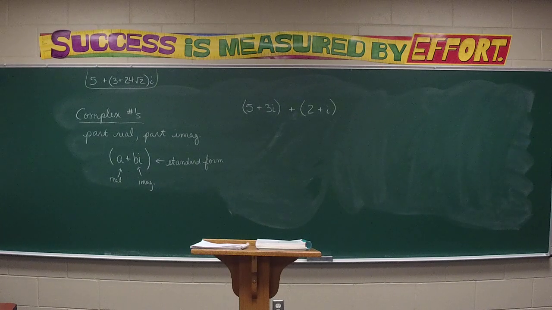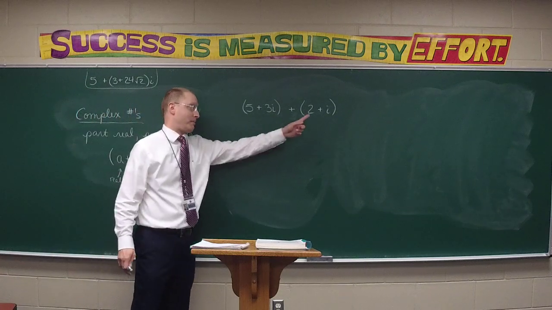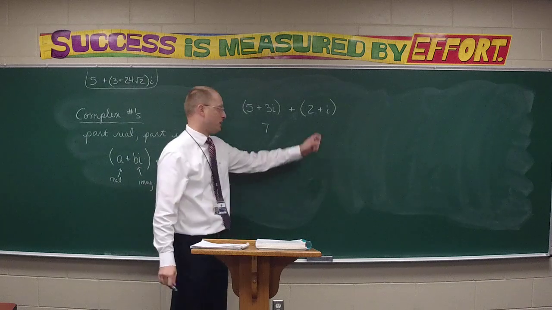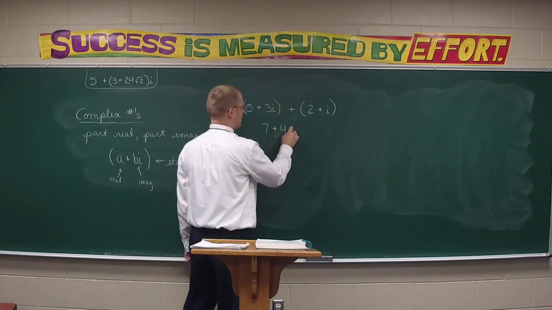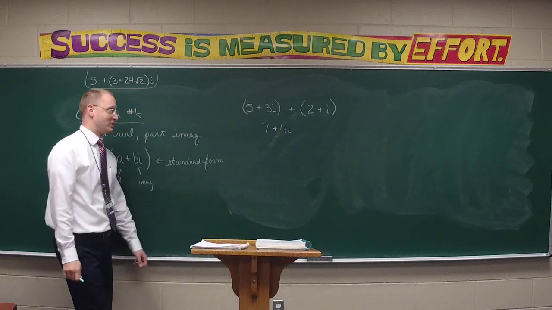Head offhand there, Michael. Frankly, if you were given this question on a quiz or test and you hadn't been taught, you'd probably figure it out. You'd probably be like, well, the 5 and the 2 look the same, so let's add them together to get 7. And the 3i and this other i look kind of the same, so let's add them to get 4i. And you'd be right. Step 1, add the real. Step 2, add the imaginary.